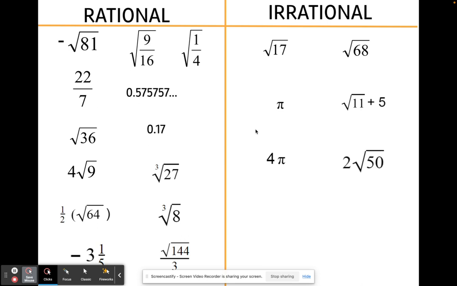Square root of 50, not a rational number. Square root of 82, 82 is not a perfect square, therefore it's irrational. Pi again, if I take an irrational number and add 7 to it, it's still irrational. Square root of 15, also irrational. Square root of 16 is a rational number, but 15 is not. It's not a perfect square.